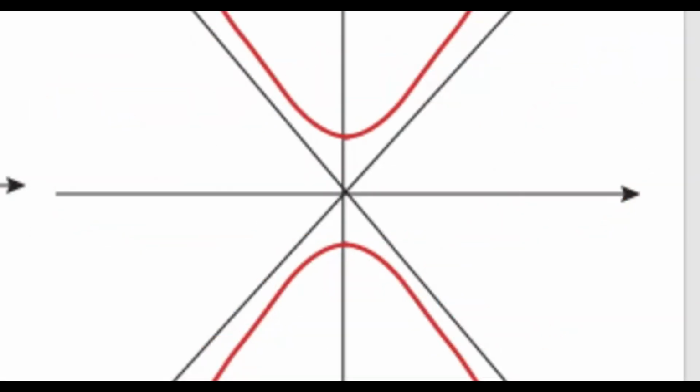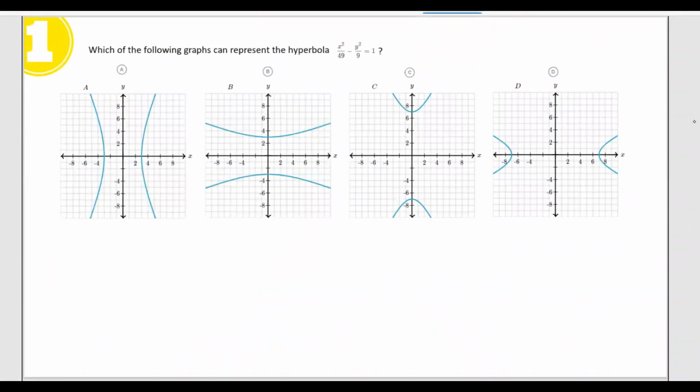And next, let's work on a few examples. Which of the following graphs can represent the hyperbola x squared over 49 minus y squared over 9 equals 1? See how important it is to know the fact that when the x term of this equation is positive, we know that your hyperbola is going to be located on the x-axis, situated left and right. So we can eliminate right away option B, and we can eliminate right away option C, correct?